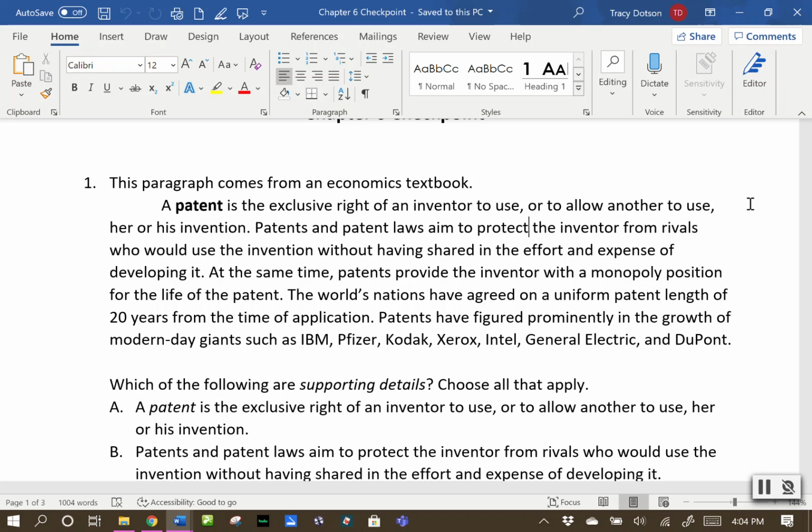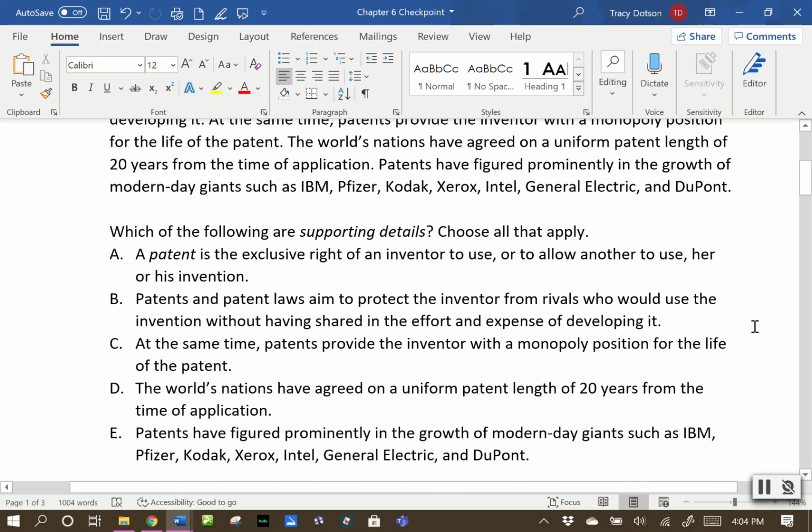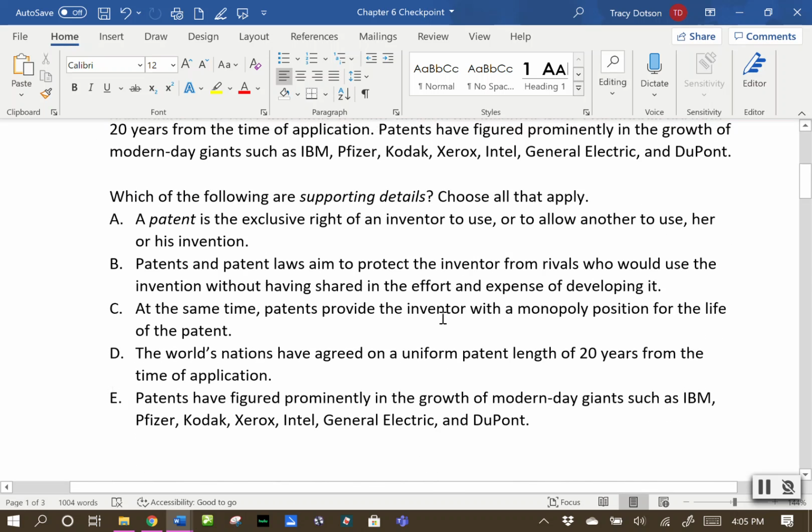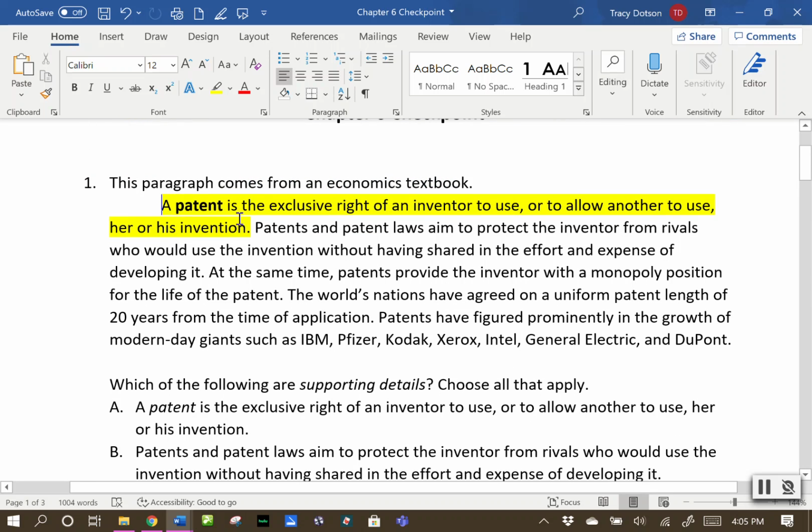So here in this paragraph we have a word in bold, and it is the word patent, and that is our topic. And our stated main idea is the first sentence. Patent is the exclusive right of an inventor to use or to allow another to use her or his invention. The rest of this are supporting details that explain a patent for us. So our question is, which of the following are supporting details?